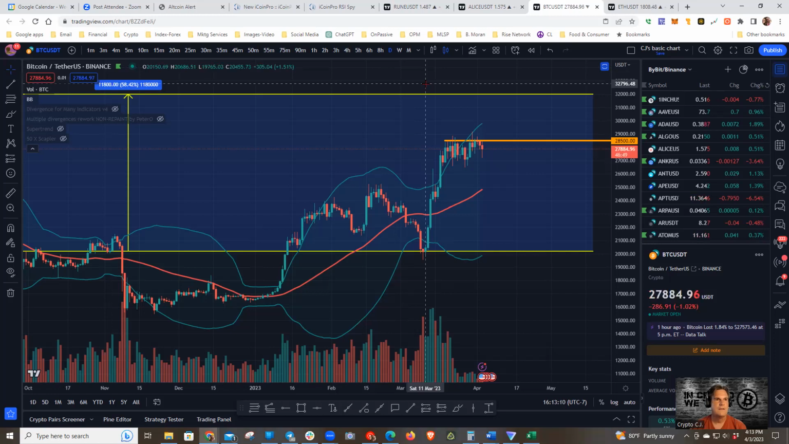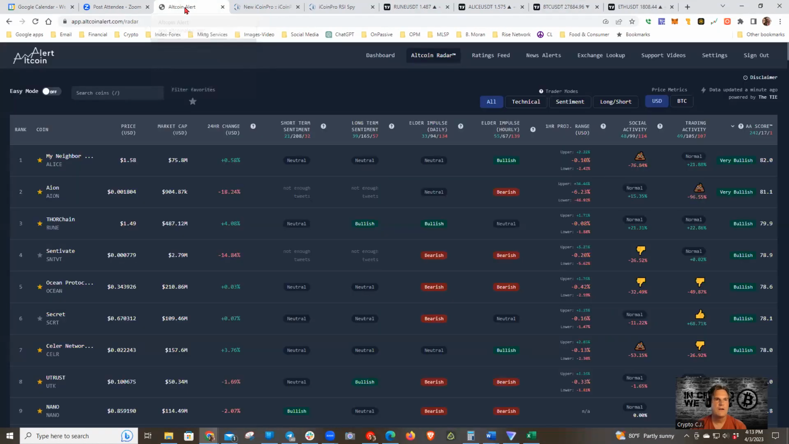Okay, so let's go over to Altcoin Alert and let's use some of this information to find some good trade setups. I've got the altcoin radar selected. I want all the information. And there's 3 or 4 different sorts or columns I like to use to find potential trades. Generally speaking, I like to use this platform, Altcoin Alert, to find out what's moving, and then I do my own analysis to indicate where to get in.